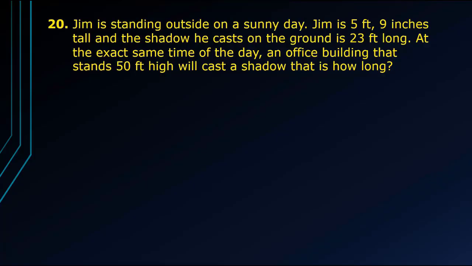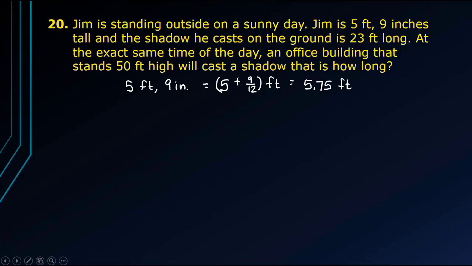Jim is standing outside on a sunny day. Jim is 5 feet 9 inches tall, and the shadow he casts on the ground is 23 feet long. At the exact same time of the day, an office building that stands 50 feet high will cast a shadow that is how long? So, first, let's deal with the issue that we have mixed units, and we like to keep all the units in the same respect. So I'm going to say that 5 feet 9 inches is basically the same thing as 5.75 feet, and I'm just going to leave it as that.